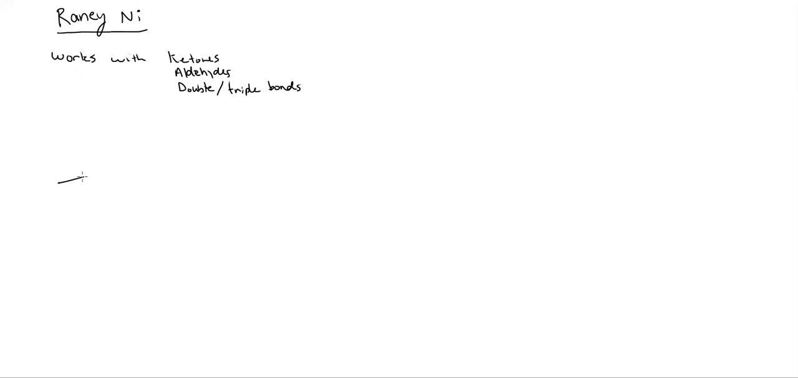So let's take a molecule that has a ketone in it, and it also has a double bond in it. All right. So if I put in H2 with Raney nickel, all that happens is the ketone becomes an alcohol, and then the double bond goes away as well. Okay. That's it. All right.